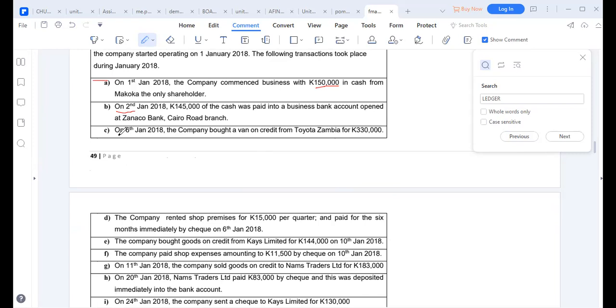Okay, this one will go for Madam Astrida. Madam Astrida, are you there? Are you there, Mama? Only 3rd July, 6th January, the company bought a van on credit from Toyota. What are the 2? Okay, let me put it open: what are the 2 accounts there on that transaction? What are the 2 accounts on C?